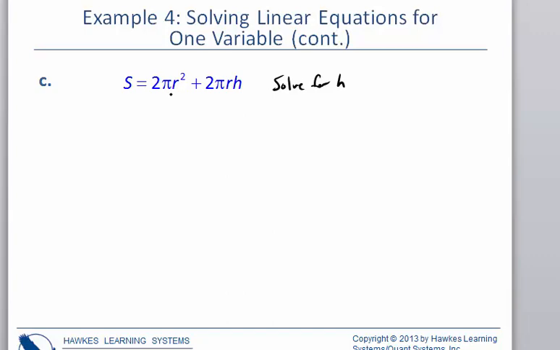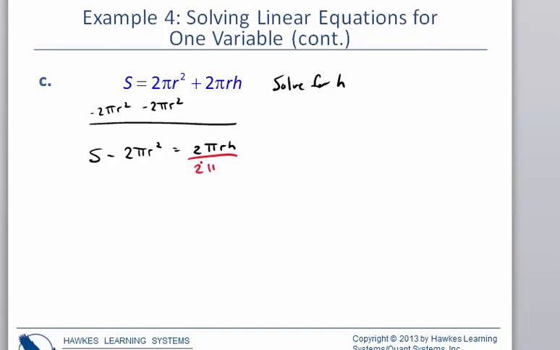We can go ahead and subtract this term off. So minus 2 pi R squared. So that's going to give me S minus 2 pi R squared is equal to 2 pi RH. Remember that we're solving for H. So we can divide by the 2, the pi, and the R.